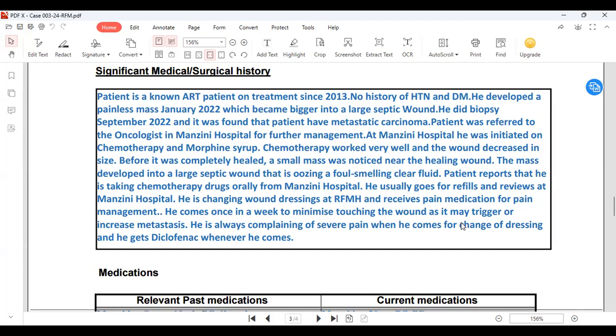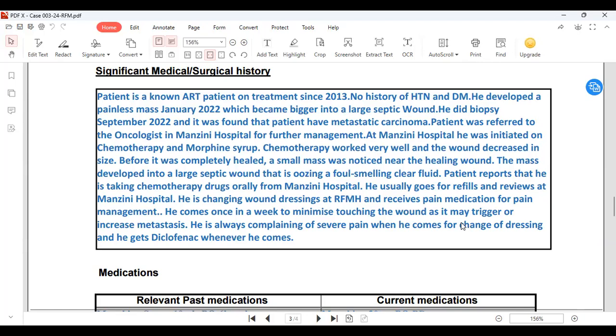Patient was referred to the oncologist at Manzini Hospital for further management. At Manzini Hospital, he was initiated on chemotherapy and morphine syrup. Chemotherapy worked very well and the wound decreased in size. Before it was completely healed, a small mass was noticed near the healing wound. The mass developed into a large septic wound that is oozing a foul-smelling clear fluid. Patient reports that he is taking chemotherapy drugs orally from Manzini Hospital. He usually goes for refills and reviews at Manzini Hospital. He changes wound dressing at RFM and receives pain medication for pain management.